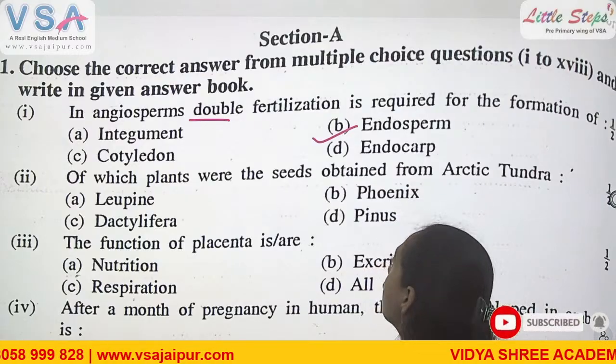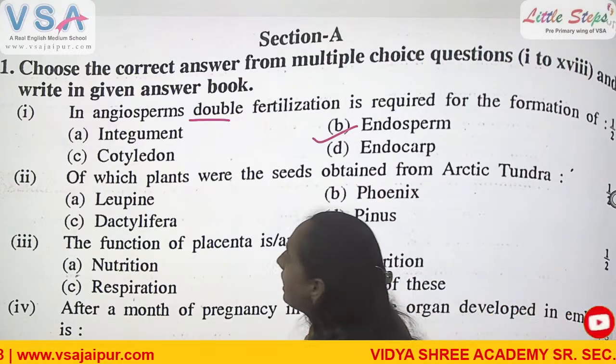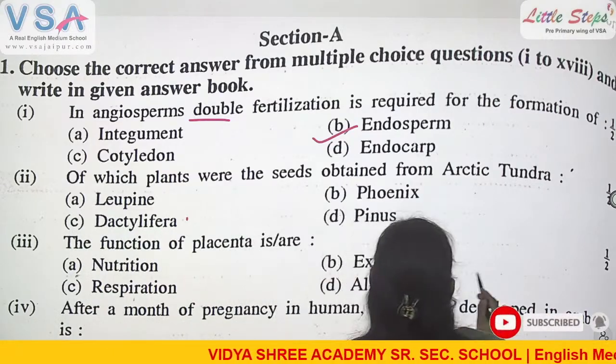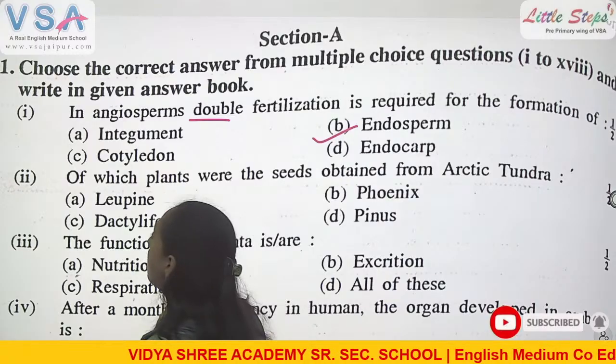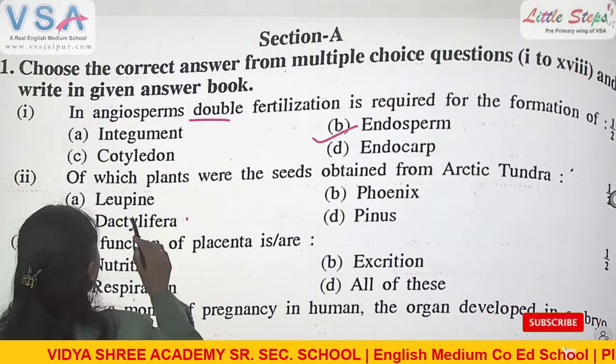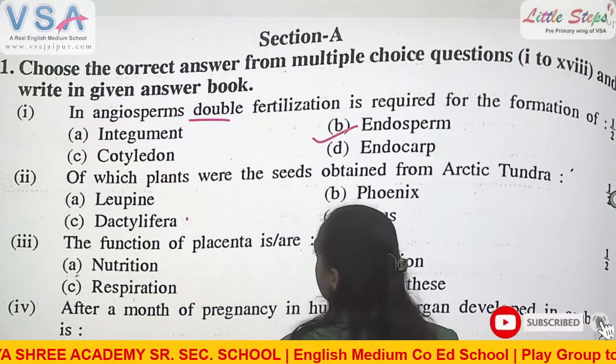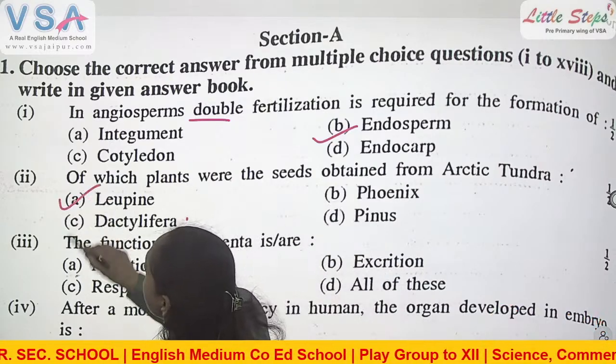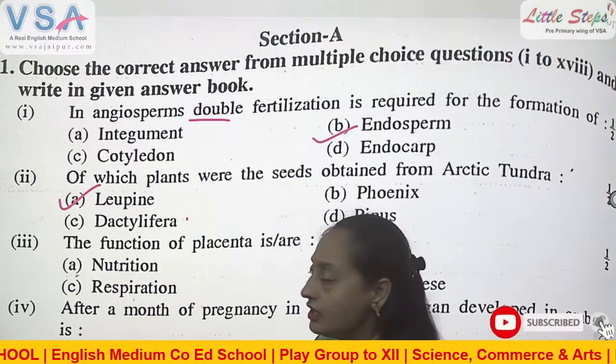ऑप्शन बी, एंडोस्पर्म. नाउ द नेक्स्ट, of which plants were the seeds obtained from Arctic tundra? तो कौन से आर्कटिक टुंड्रा से मिलते हैं? ल्यूपाइन, फिनॉक्स, डैक्ट्रियालाइफेरा या पाइनस. तो ऑप्शन ए, दिस इज द राइट आंसर, ल्यूपाइन.